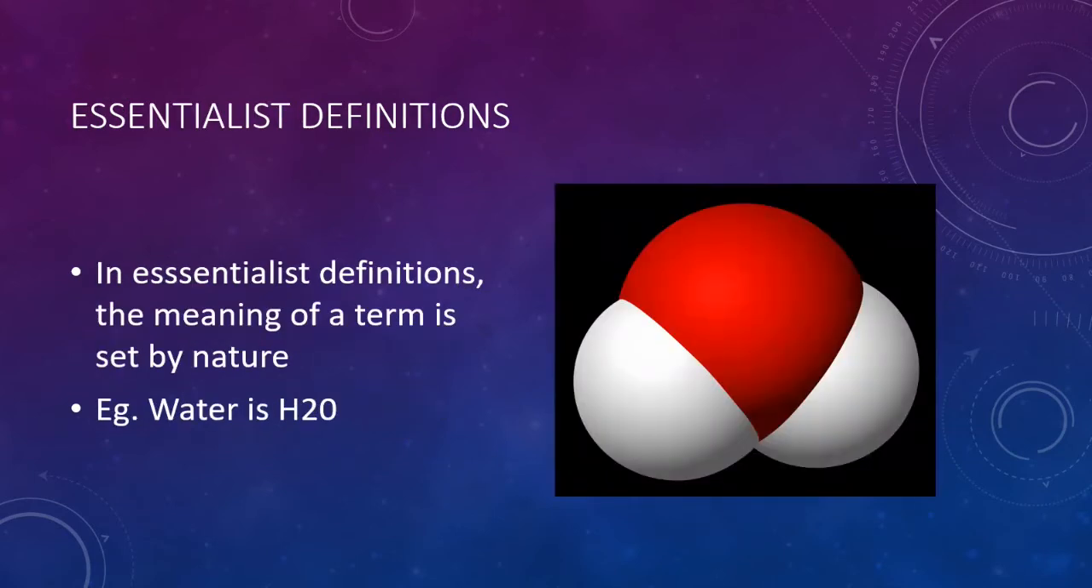An essentialist definition, the meaning of the term is set in some sense by nature itself. So people used the word water for a really long time. There's been words for it in every language. And then we found out that water is H2O. There might have been questions about whether something counts as water for millennia, but then we figured out what it really is. In some sense, that H2O, having two hydrogens and an oxygen, replaced any intuitive definition that we might have and becomes sort of the real definition of water. Yeah? So this is an essentialist definition.